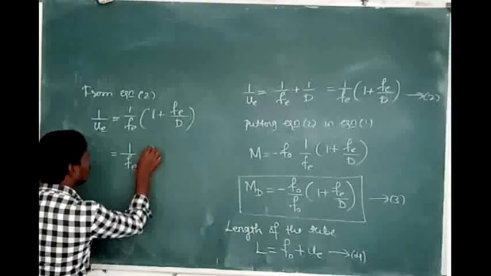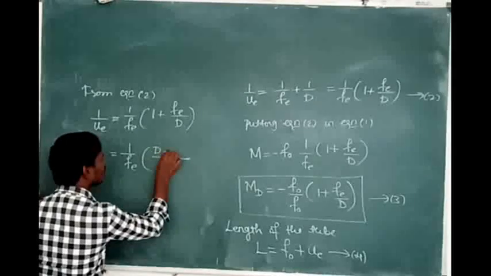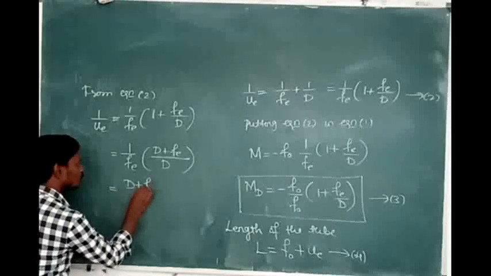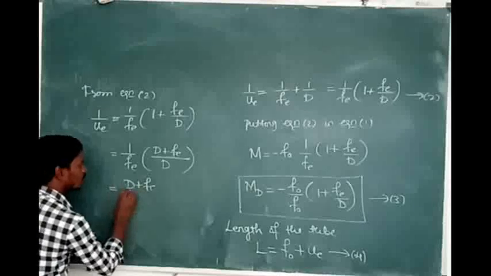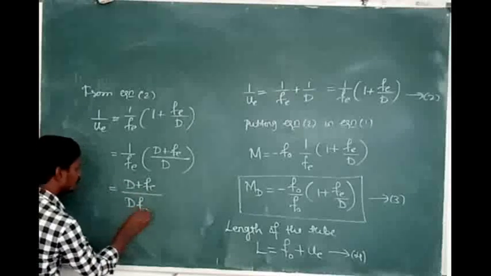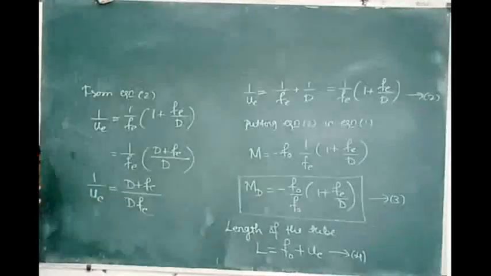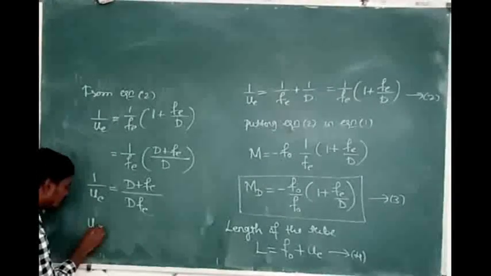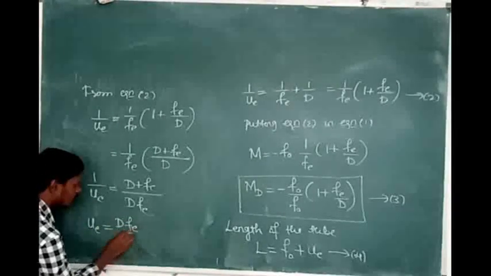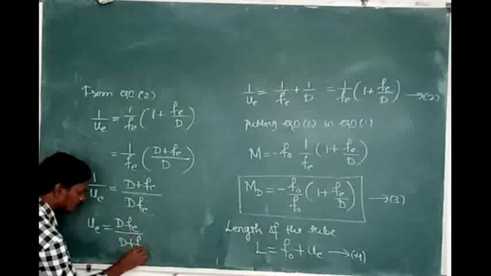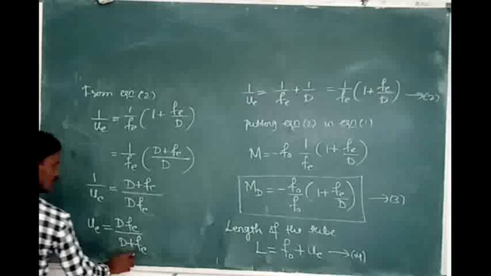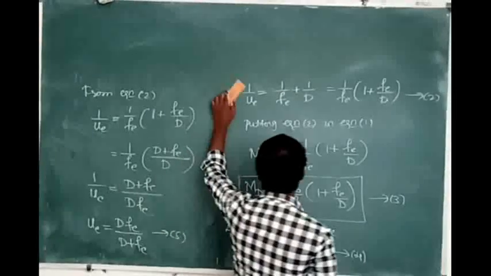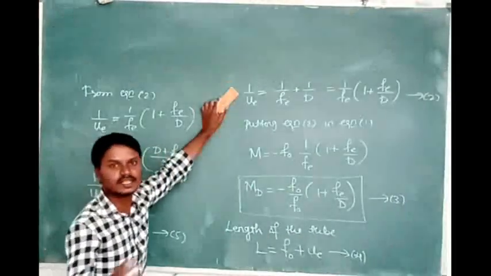1 by FE. I will take D as LCM. Then it is D plus FE. 1 into D plus FE is D plus FE divided by D into FE. But it is 1 by UV, and we require UV. By interchanging numerator and denominator, we will get UV. Then UV is equal to D FE divided by D plus FE. Then by putting equation 5 in equation 4, we will get the length of the telescope when the image is formed at near point.